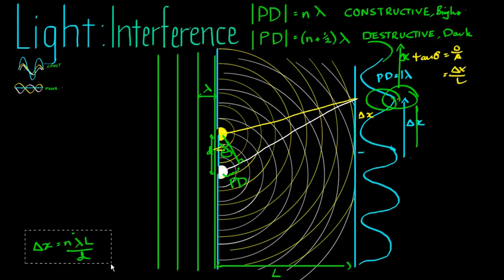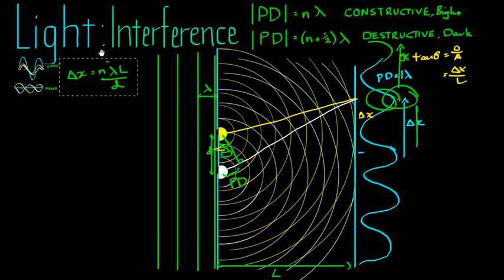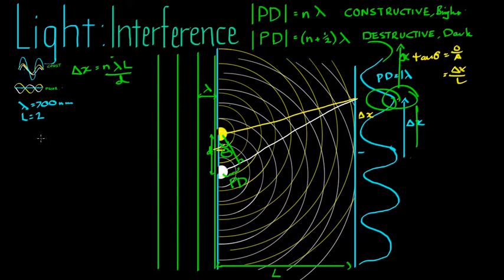So we have this formula here. And I'll ask, if lambda equals 700 nanometers, that's red light, L equals 2 meters, the distance from the slit to the screen, and the distance between the slits here equals 0.1 millimeters, what is delta x to the third bright band?